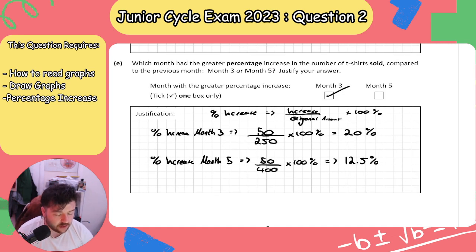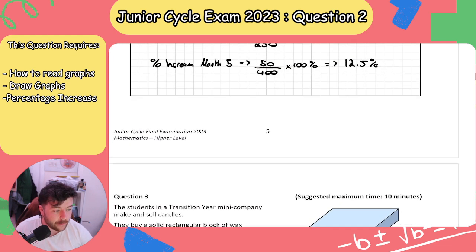So which had the greatest percentage increase? Well, it's going to be month 3, and there's my justification there. So we went up 20% in sales from month 2 to 3, while in month 5 we only went up 12.5%. So even though they both sold 50 more t-shirts, it's actually more impressive they went from 250 to 300 than from 400 to 450. Right, and that is this question done. I hope this helped, and I'll catch you guys later. Bye.